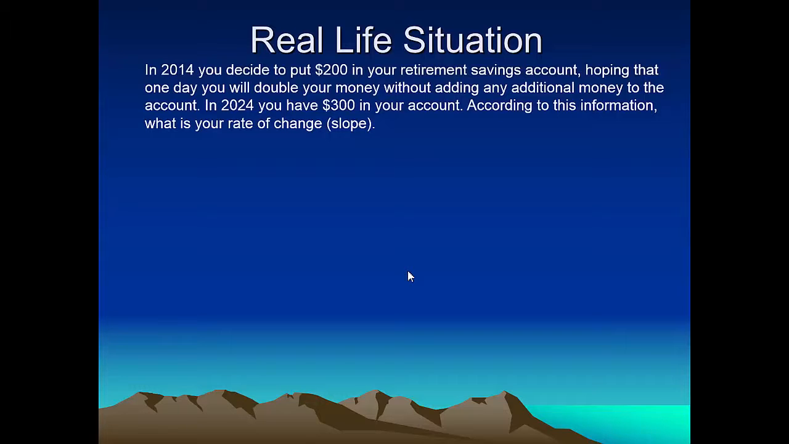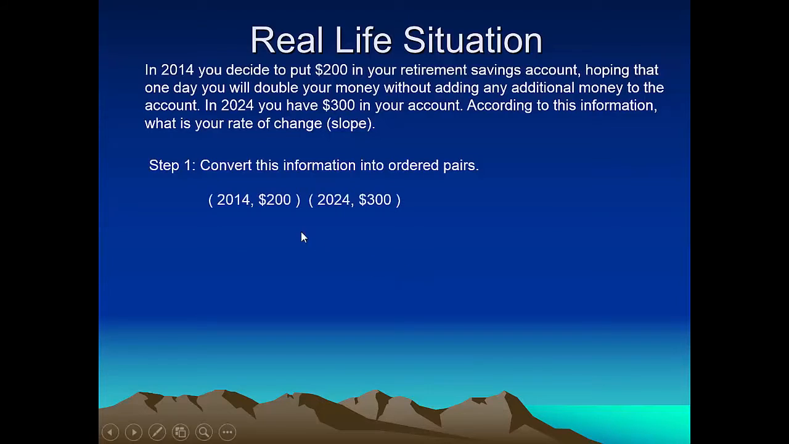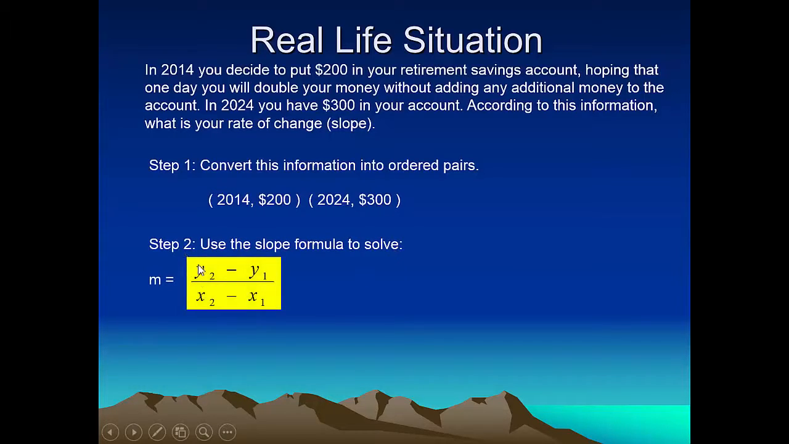Now, the first thing we need to do is convert this information into ordered pairs. The first thing that should go for your x values is the years, and then your y values should be the dollar amount. So in 2014, you had $200. In 2024, you had $300. Now that we have the ordered pairs, we can use the slope formula to solve. So we have m is equal to y sub 2 minus y sub 1 over x sub 2 minus x sub 1. Now we will substitute in the values.